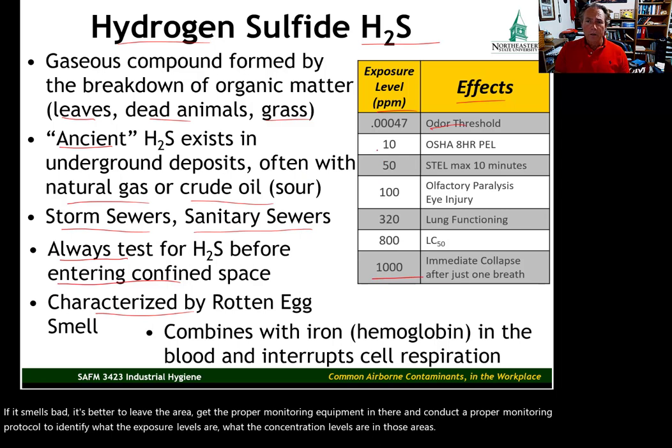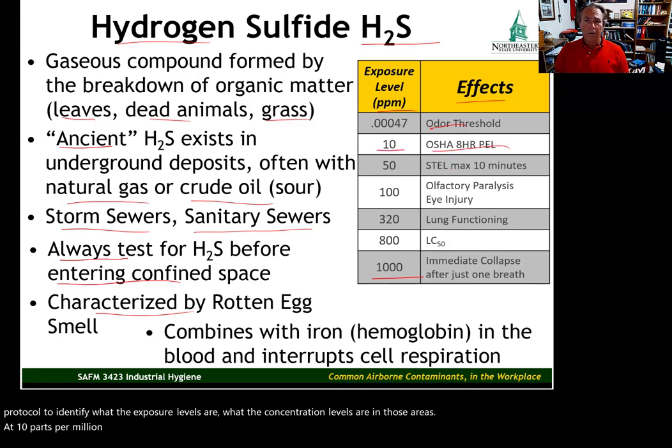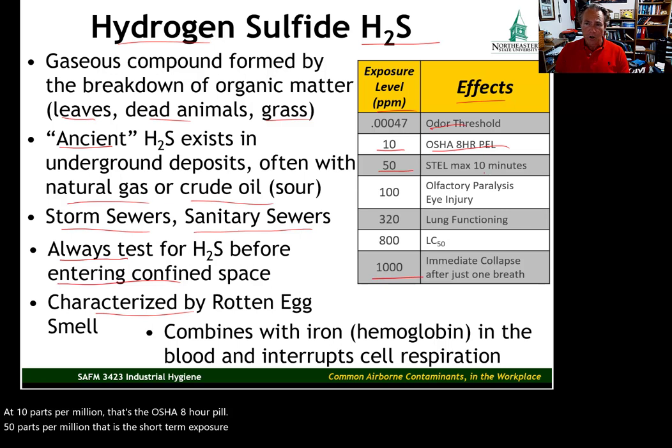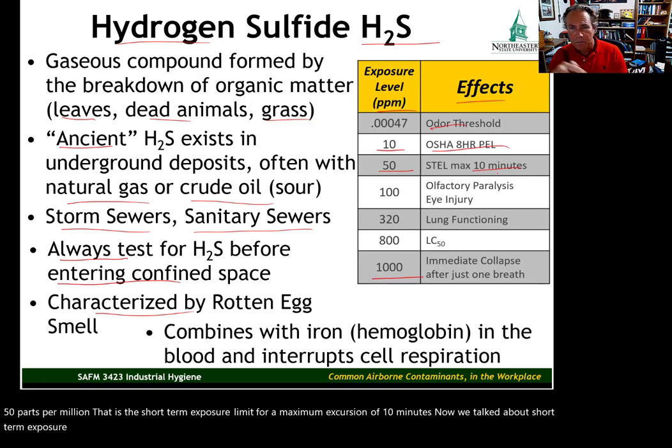At 10 parts per million, that's the OSHA 8-hour PEL. 50 parts per million, that is the short-term exposure limit for a maximum excursion of 10 minutes. Now, we talked about short-term exposure limits earlier in the semester, and we talked about 15-minute excursions.